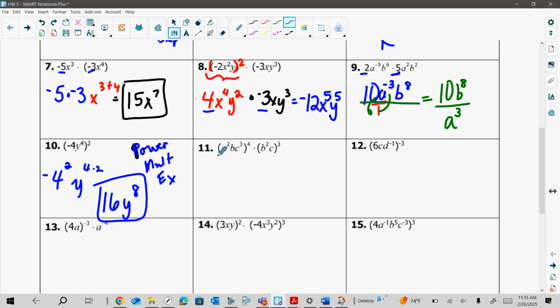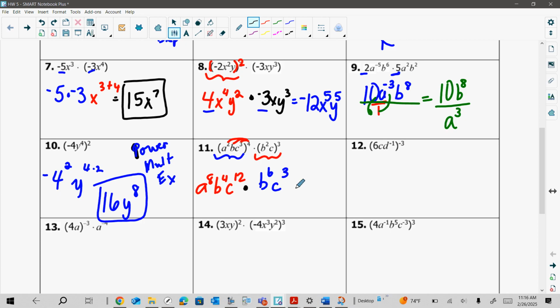Now on 11, you have two groupings. We're distributing the 4 to each letter in the exponent. a to the power of 8, b to the power of 4, c to the power of 12. Then b to the power of 6 and c to the power of 2. And when you multiply, you add the exponents. So now, because we're multiplying, we're adding the exponents. So you get a to the power of 8, b to the power of 10, and c to the power of 15.